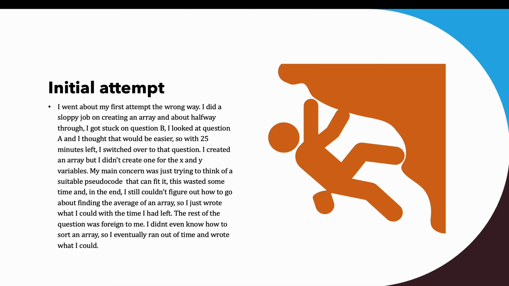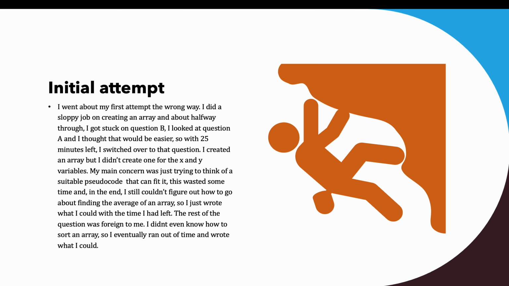Well, actually, originally I was doing question B because I thought that would be easier than question A, because on question A you had to sort the array and I had no idea how to do that. And I will get to that later. But halfway through, I only had like 30 minutes left. I decided that I didn't want to do question B anymore, so I went back and did question A.